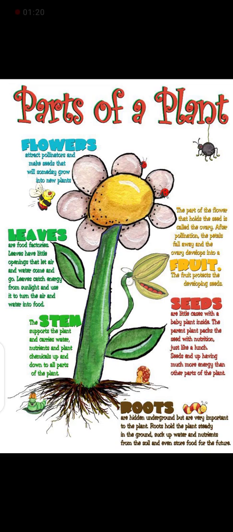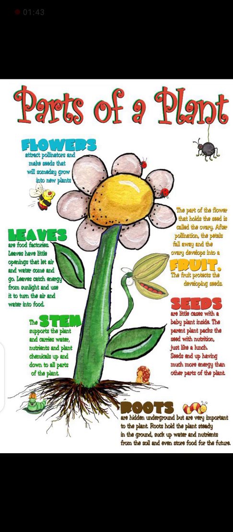Now, the leaves help the plant to make food. The leaves help the plant to make food by getting energy from the air, from the water, and from the sun, and it helps to make food for the plant.